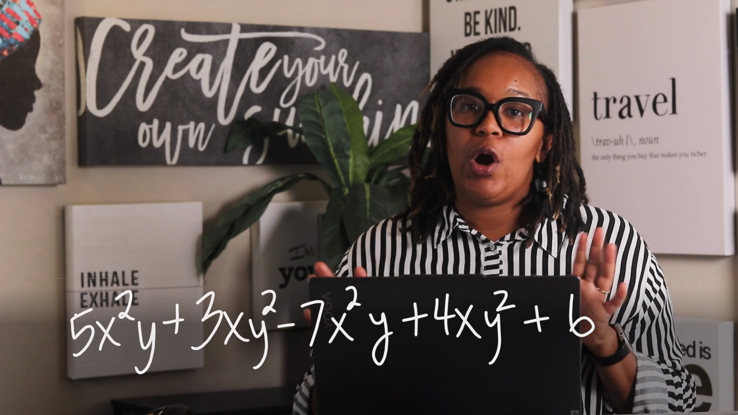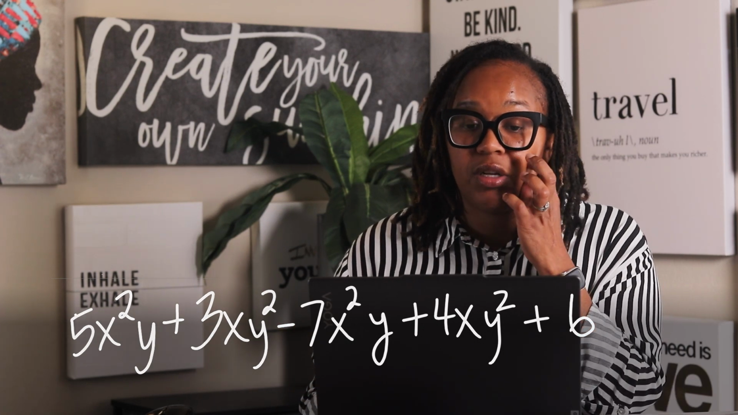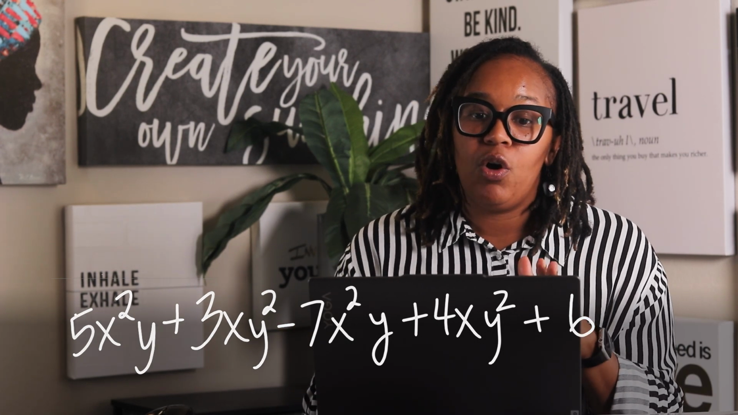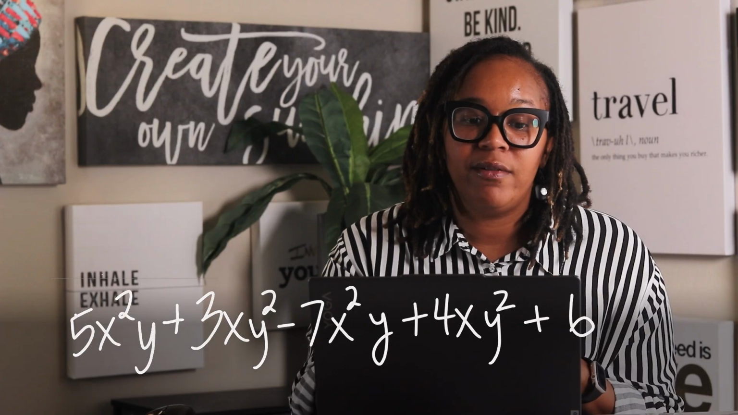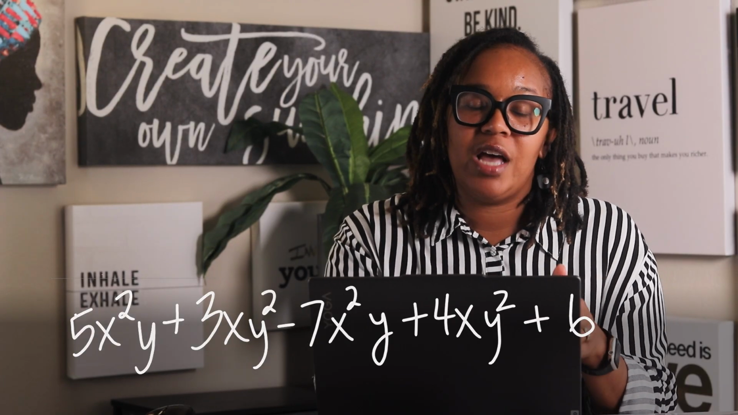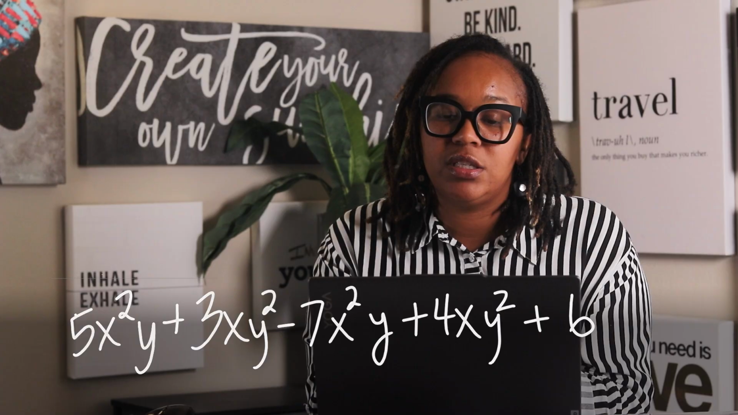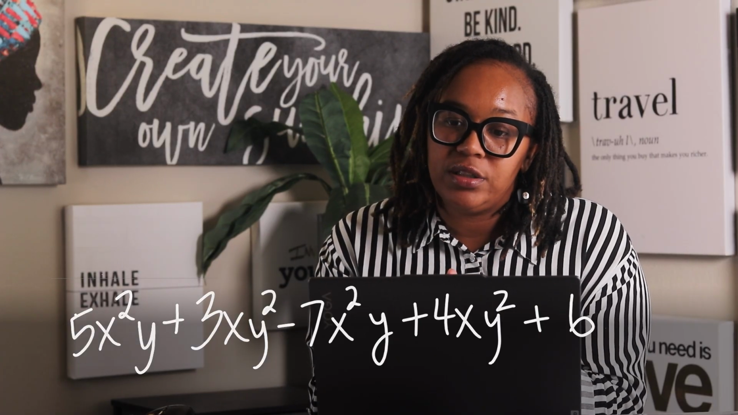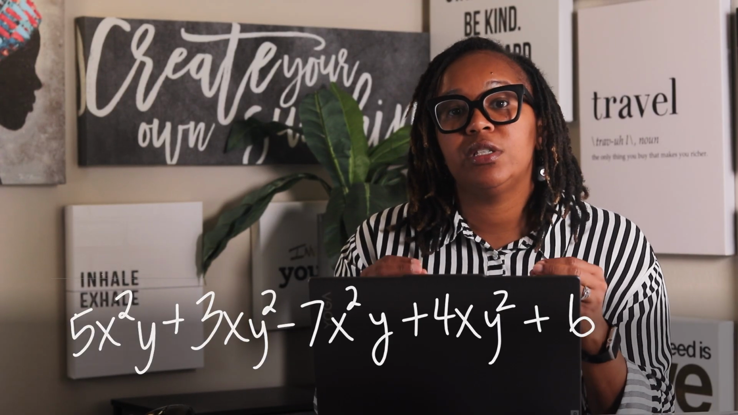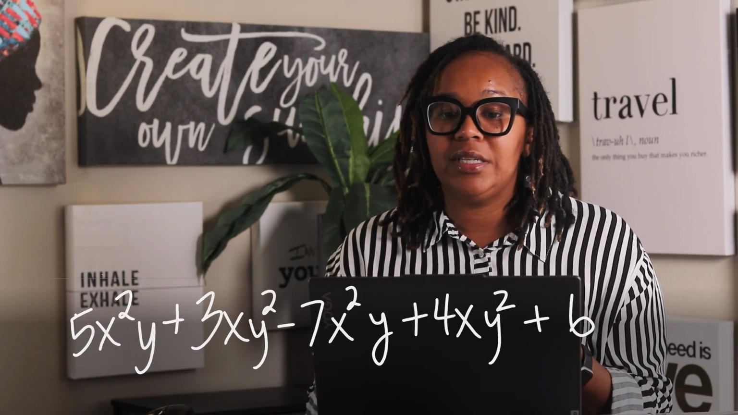Now notice there are multiple variables here, but there are also multiple exponents. So we have 1, 2, 3, 4, 5 terms here. 5x squared y is a term, 3xy squared is a term, minus 7x squared y is a term, 4xy squared is a term, and 6 is a term, because our terms are separated by plus and minus signs.